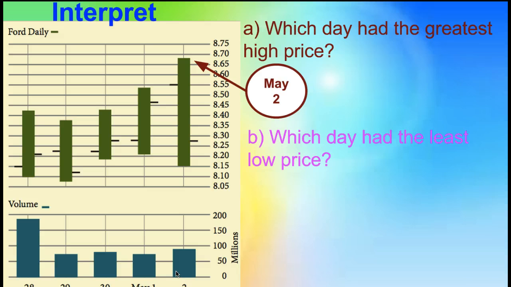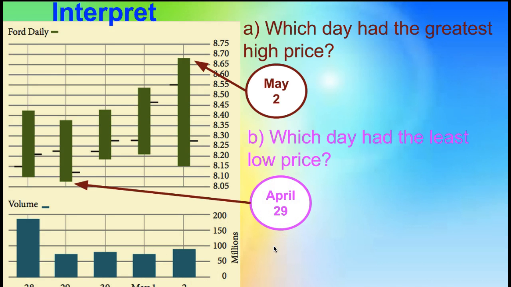So which day had the least low price, the lowest price? Well, hopefully you said April 29th. Because as we just said, the bottom of the bar represents the lowest price of the day. So down here represents about $8.07 or 8 cents.